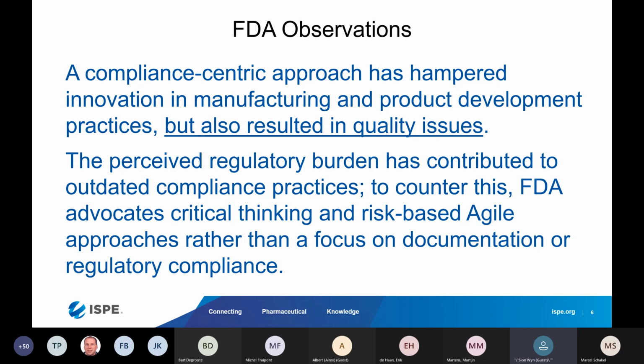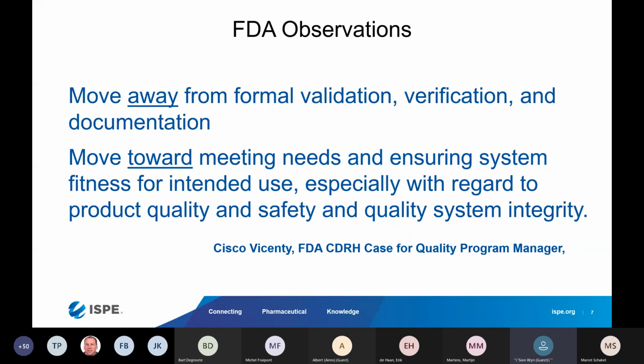So they are advocating critical thinking and risk-based approaches where appropriate, agile approaches of incremental and iterative development rather than the traditional old-fashioned focus on documentation and compliance. So as Cisco Vincenti, who is the Case for Quality Program Manager, very clearly said it, moving away from formal validation, verification, and documentation and moving towards systems that meet our needs, systems that are fit for intended use, especially with regards to requirements around product quality and safety and quality system integrity.